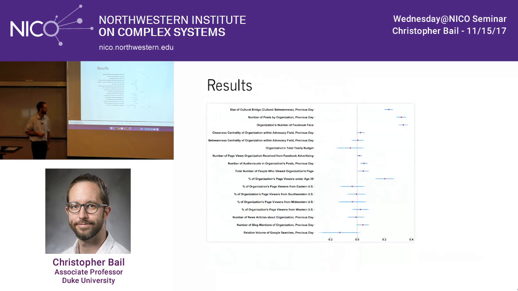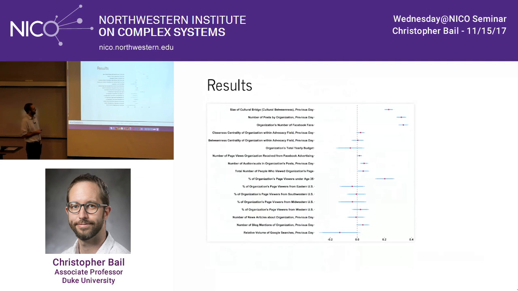Here are the results of some negative binomial regression models. We run many other different types of models and get very similar results. The key story here is up here, the size of the cultural bridge, which again we measure as the cultural betweenness of the organization in the day before the outcome is observed. The only effects that are stronger in the model are the number of posts the organization makes, so they're not going to produce any comments unless they make a post. And their total number of fans has a very large effect. So if you're a large organization, you're going to have more likelihood of generating a viral social media conversation.